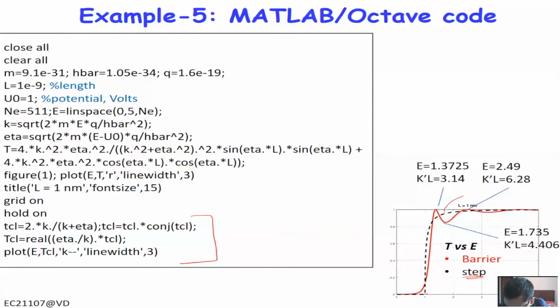So this x-axis is the energy, and this is the transmission. As soon as the energy crosses the U naught, there is a sudden jump. You see, there is a sudden jump, and you get almost full transmission. But it is possible that some of the electrons or waves can be reflected. So you can plot this equation using MATLAB.